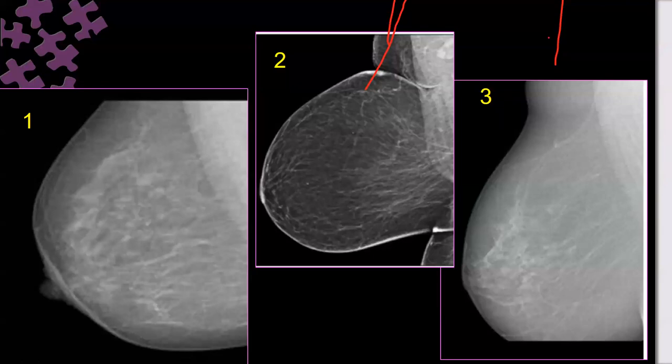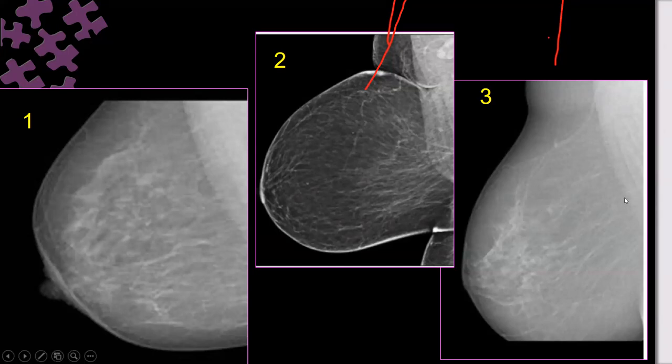The upper part of the breast also. Look here. This is cut. Not seen. Okay. The upper part of the breast, this cut is missing. That's what you should not accept.